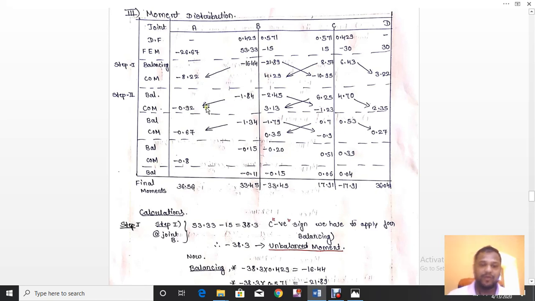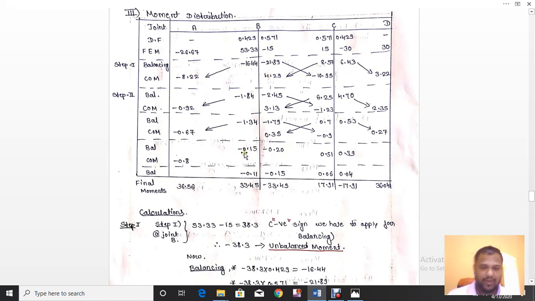So 1.84 into 0.5, 0.92 I have carried over here. So from here I have carried out here, from here I have carried out here. So same step I am going to follow here and same step I am going to follow here. One thing we can observe at this particular stage is carryover moment is nearly negligible. We have to even carry over the moments here also. I have not shown, but just carry them over.